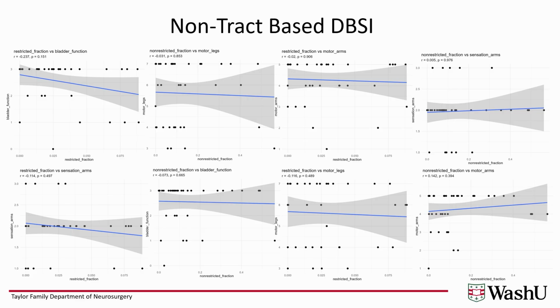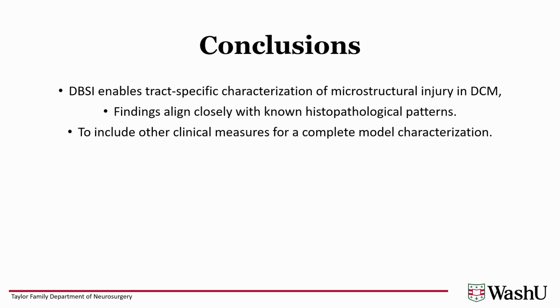Coming to non-tract-based DBSI, where you do not extract measures from specific tracts and use the whole white matter as your region of interest, there were no significant correlations found. Concluding, DBSI enables tract-specific characterization of microstructural injury in DCM. These findings align closely with literature from cadaveric studies, and to include the clinical variables and to be able to accurately prognosticate, we would need a larger sample size and more variables. Thanks.